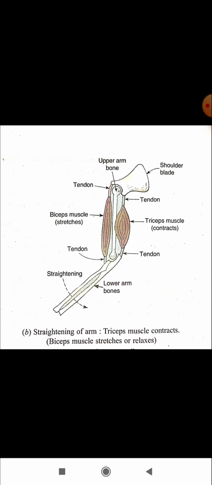So I hope you understood that muscle contraction moves the bones at joints. One thing you keep in mind, muscles always work in pairs. When one muscle of the pair contracts, the other muscle of the pair is stretched out.